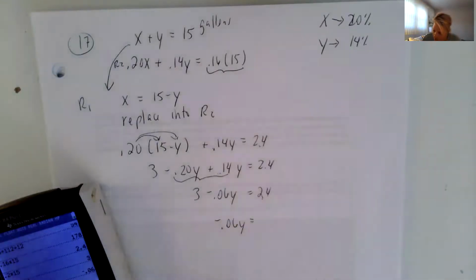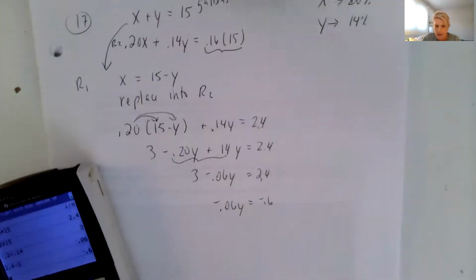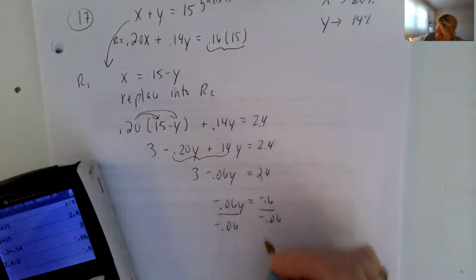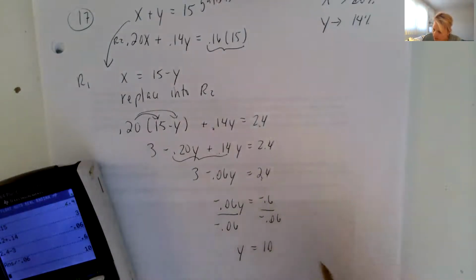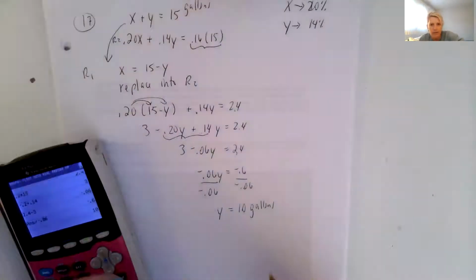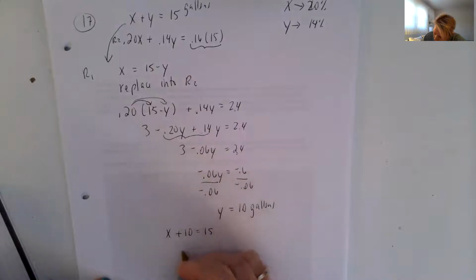So if we subtract 3 from both sides, we get a minus 0.6. And if we divide by negative 0.06, we get y equals 10. So we must need 10 gallons of the y solution, which means if we need 10 gallons of the y solution, we need x plus 10 to equal 15 gallons. So x must be 5.